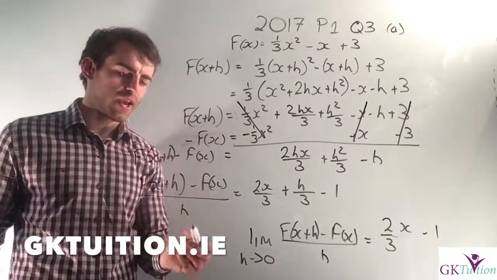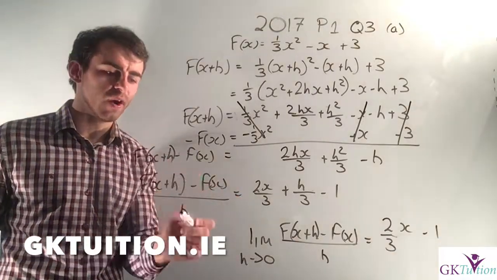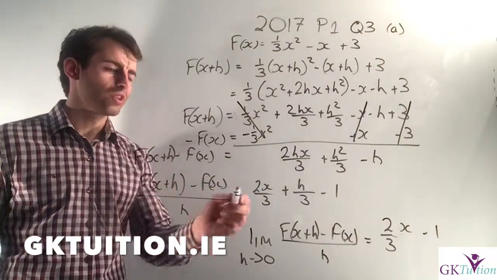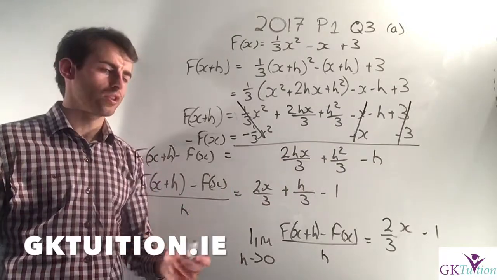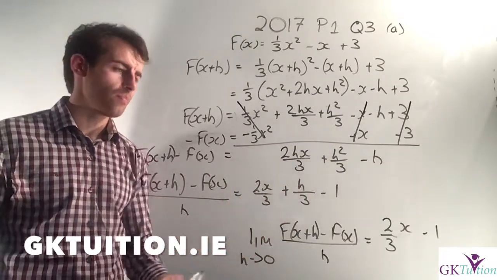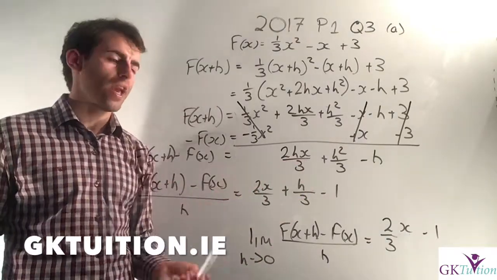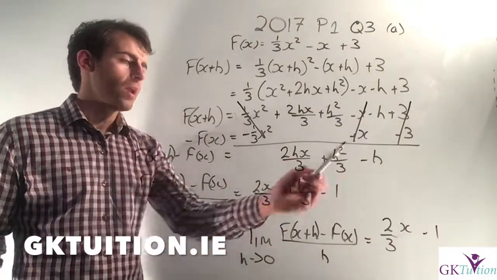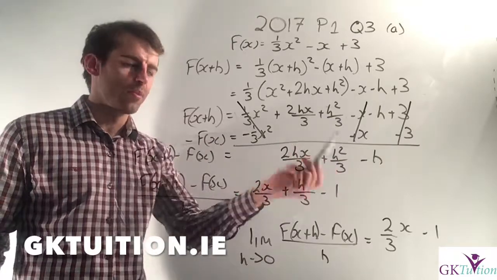My next step now is to get all of what I have and divide it by h. In other words, I'm going to take each term and I'm going to divide it by h. 2hx over 3 divided by h is just 2x over 3. H squared over 3 divided by h is just h over 3, and minus h divided by h is minus 1.